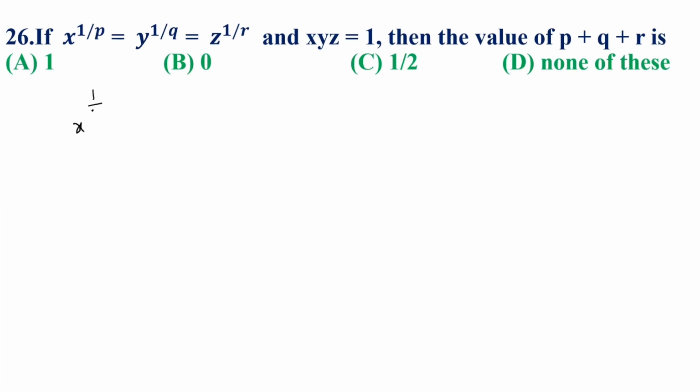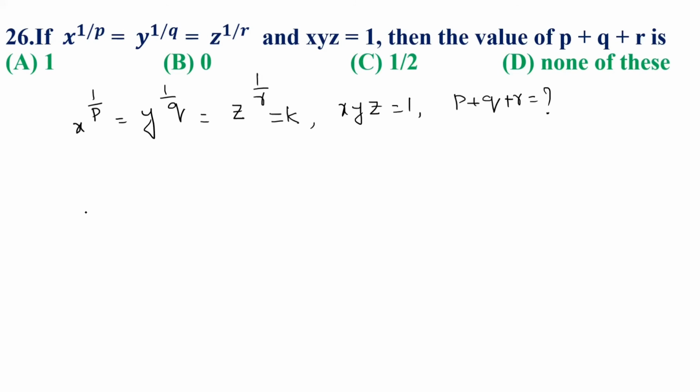x to the power of 1 by p is equal to y to the power of 1 by q is equal to z to the power of 1 by r. And they also given us xyz is equal to 1. Then I need to calculate p plus q plus r. Assume that this value is equal to k. So x to the power of 1 by p is equal to k, then x is equal to k to the power of p.